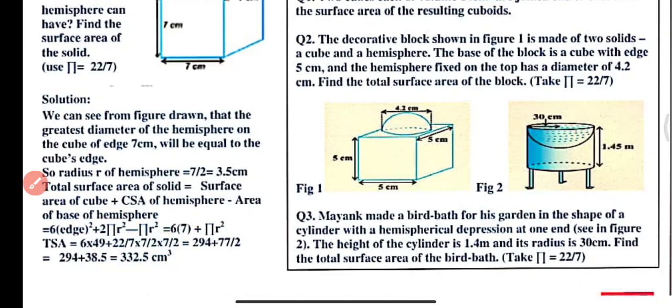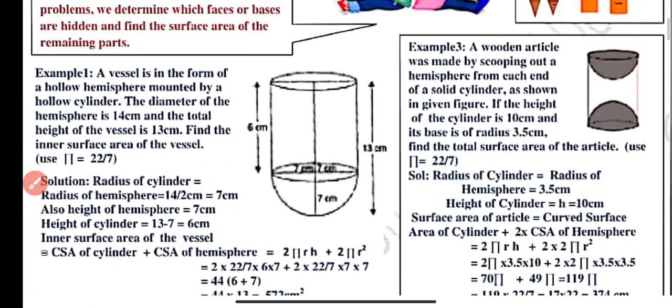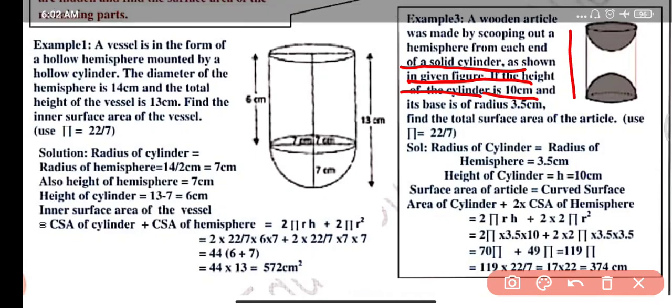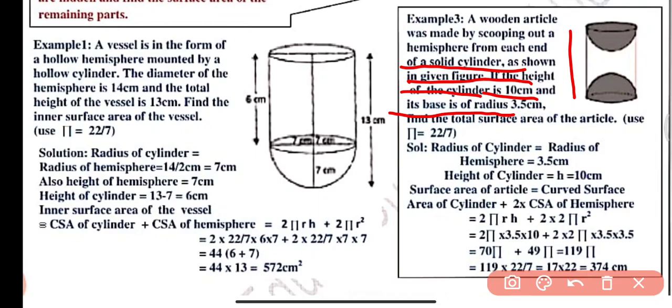So now proceed for example number 3, that is a wooden article was made by scooping out a hemisphere from each end of a solid cylinder, as you can see in the figure. If the height of the cylinder is 10 cm, and base is of radius 3.5 cm, find the total surface area of article. We are to use pi as 22 by 7. So radius of cylinder equals radius of hemisphere equals 3.5 cm, and height of cylinder is 10 cm.